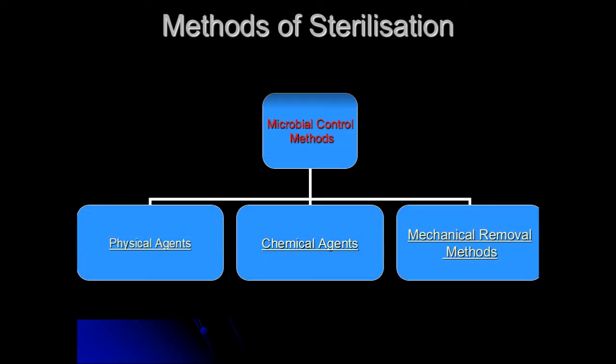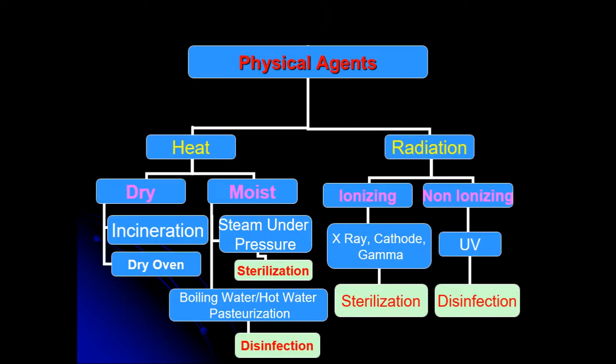First we will see the various methods of sterilization. These methods of sterilization for control of microbial growth are based on the various agents which are used for the sterilizing purpose. The first one is the physical agents. Second are the chemical agents, and third is the mechanical removal method. Among these three methods, first we'll see the physical agents.